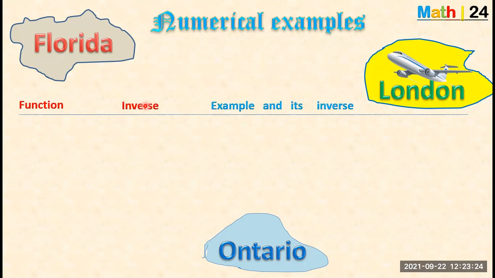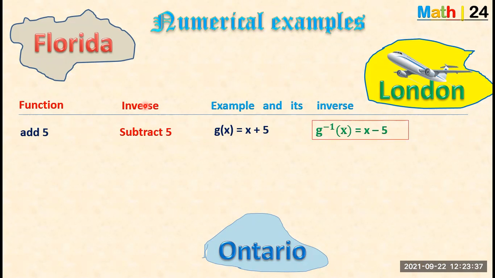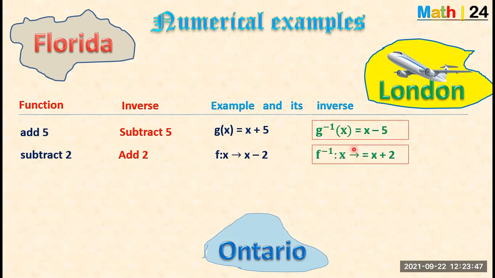Consider the following functions given: f of x and g of x and so on. You have the function add 5. The inverse is to subtract 5, and it can be written as g of x equals x plus 5, and the inverse will be g inverse equals x minus 5. If you have the function subtract 2, then the inverse will be add 2. For example, this is the function x minus 2, and the inverse will be x plus 2. So we are just doing the functions without going through calculations.